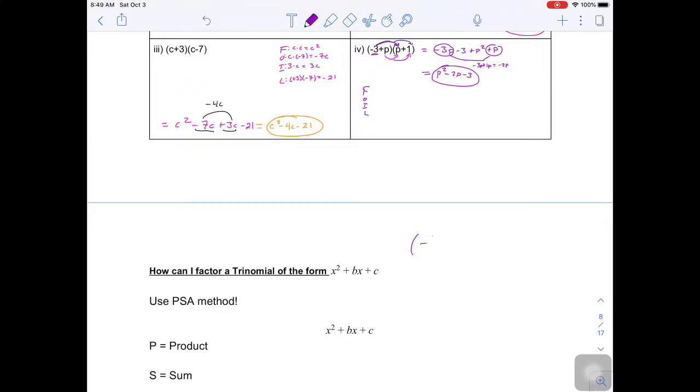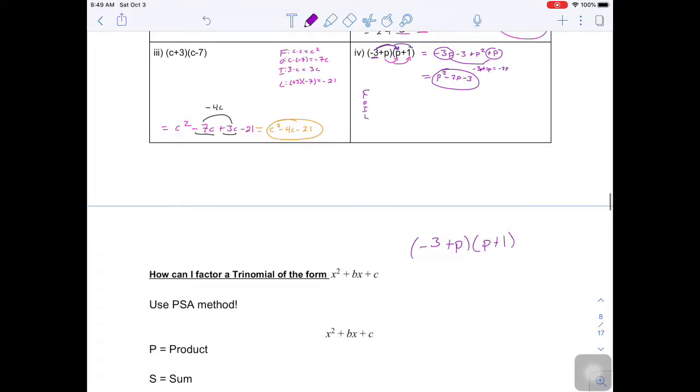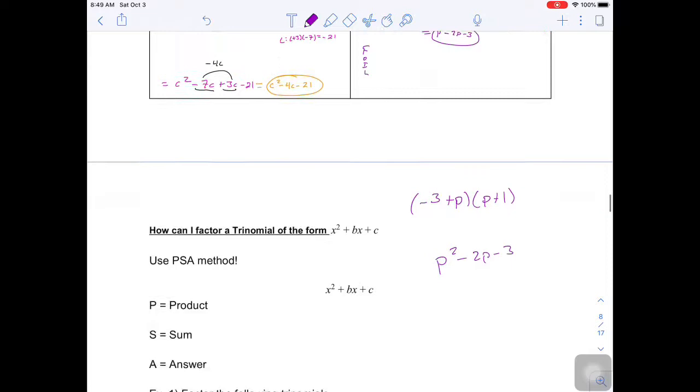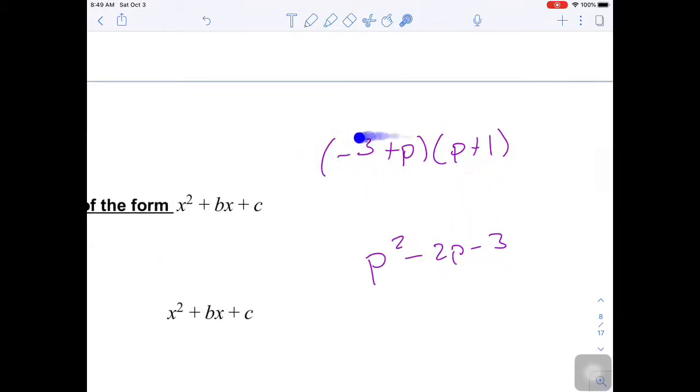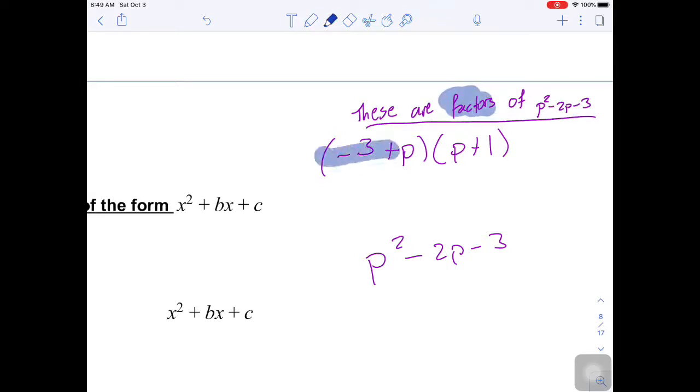negative 3 plus p, and then p plus 1, and remember we expanded that to become p squared minus 2p minus 3. It's important to understand that these guys are called factors of this polynomial. So these are factors of p squared minus 2p minus 3. That's really important to understand.